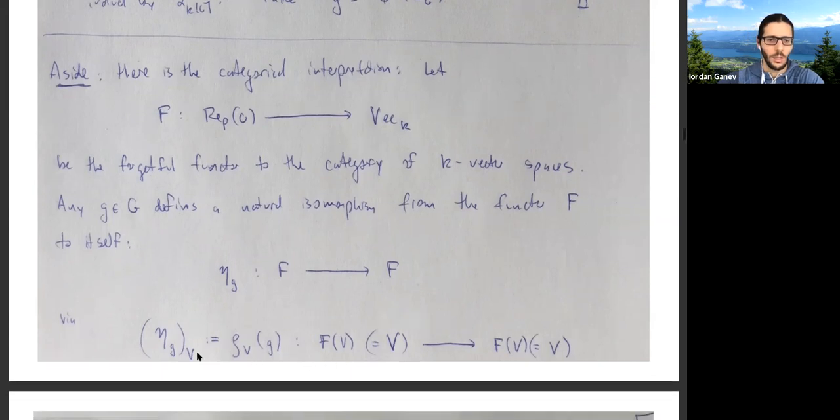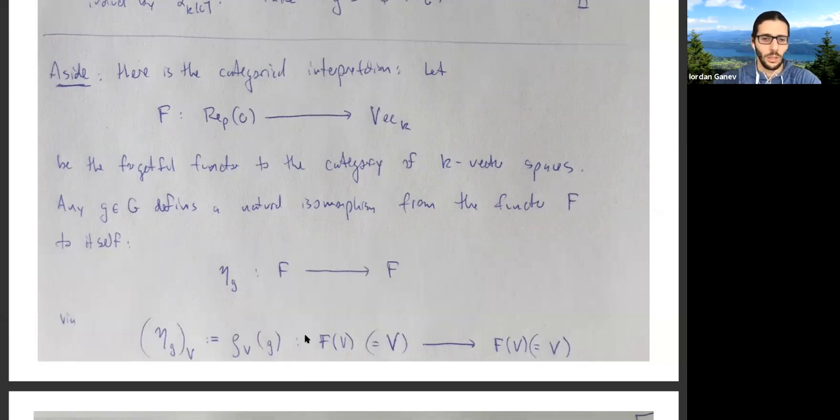And what this does in this particular case is, for V, we need to give a map inside this category Vec from f of V to f of V. But f of V is just V as a vector space. We forget the representation theory structure, so we just need to give a linear map from V to itself. That's it. And what linear map do we give? Well, we have our little g. We take the action of little g on this representation V.